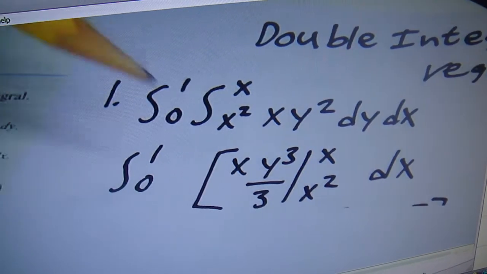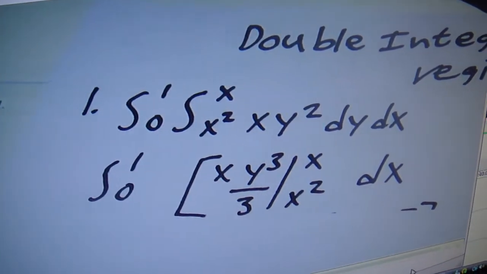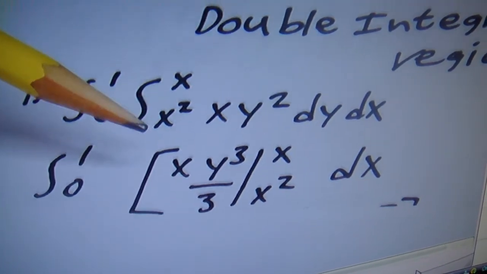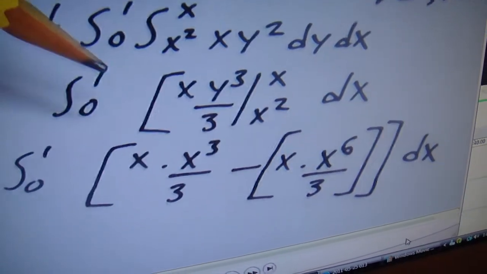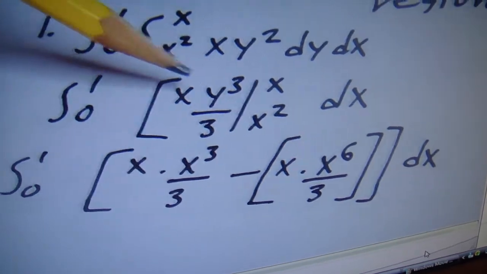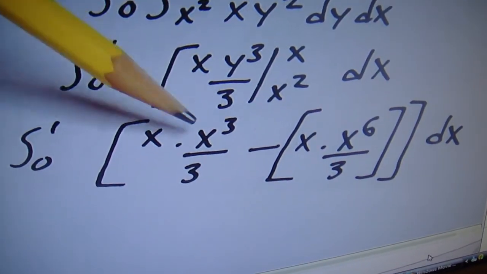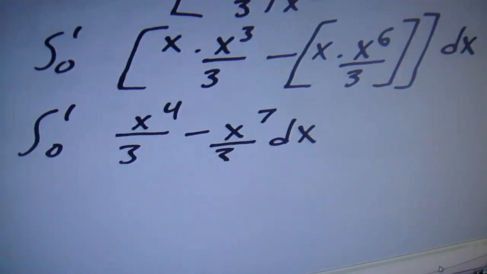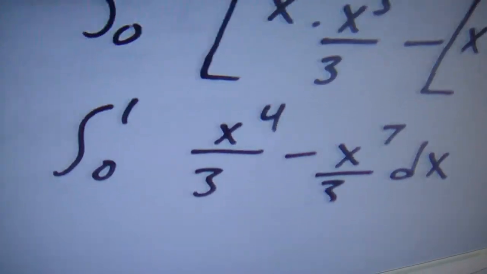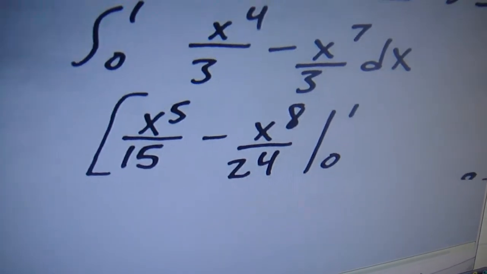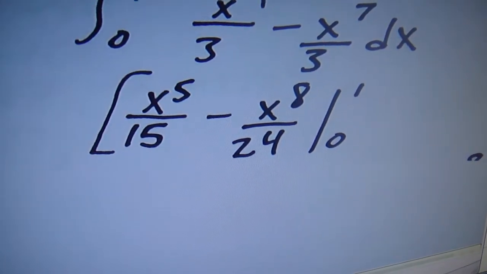You integrate it like as always, and be sure to be mindful of what you're doing with respect to which variable, and then keep going. You plug in all the values that go with it. So you plug in the x and the x squared, and then you simplify. Then you got this, and then you integrate with respect to x from 0 to 1. You got this, plug in the values.